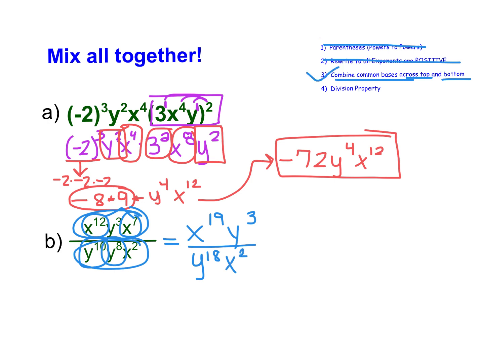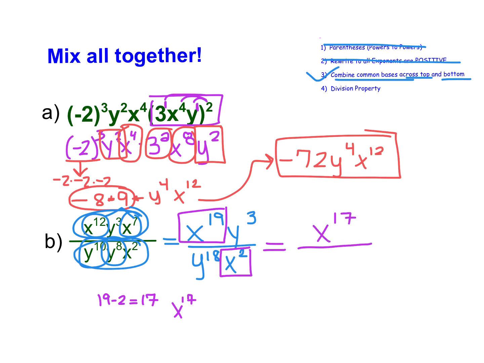So I've taken care of that step. I then use that division property or that fraction property. So from here, what I notice is I have 19 x's in my numerator and 2 x's in my denominator. So I take 19 minus 2, and that leaves me with 17. So I have x to the power of 17. And because I had more x's in my numerator to start, I have x to the power of 17 in my numerator. I then focus on the y's.